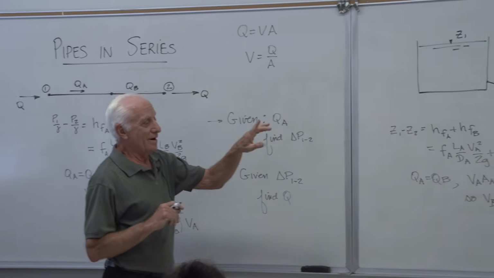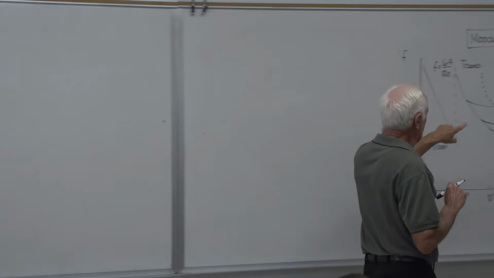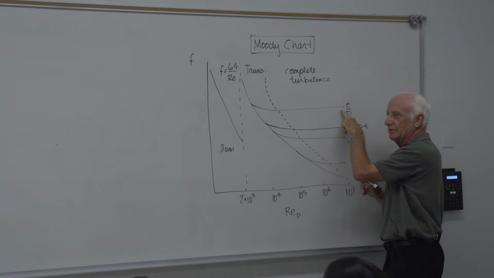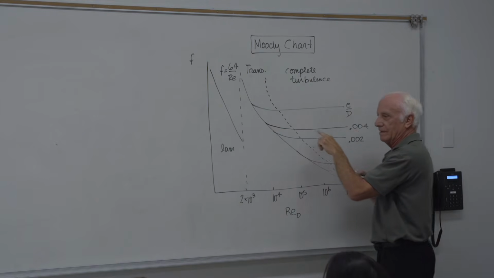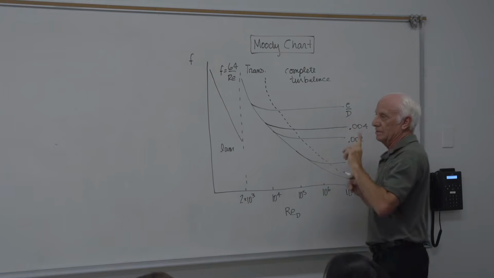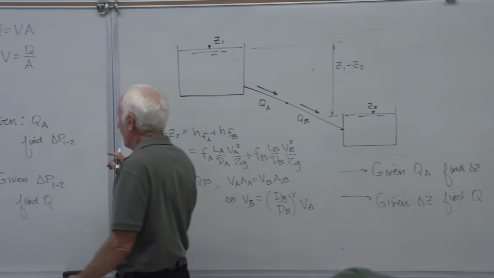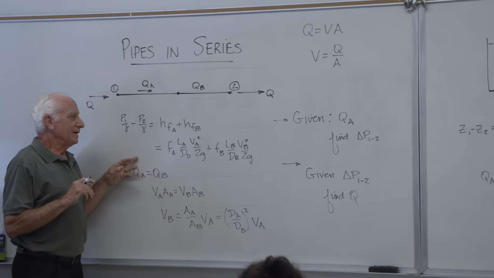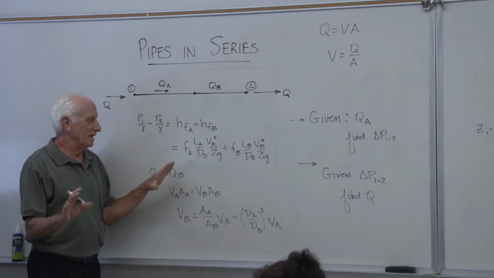The Moody chart, every one of those lines labeled E over D represents an equation. This is an equation for E over D of a certain value. That's 1 equation. This is an equation for E over D. That's an equation. So I've got 2 equations here, the Moody chart. I've got this equation up here. Okay. I could solve for this, but I'm going to do it by this method.